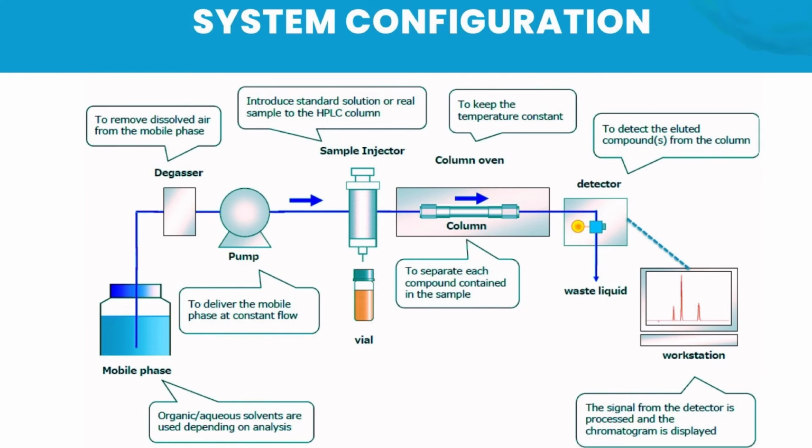Here the detector detects what compounds are coming out or eluted from the column, and the detector then sends signals to the workstation, and here a particular chromatogram is formed from the signals of the detector. And from here we know what things are eluting out from the column, what their chemical nature is, and how much of their quantity there is. So in this way we perform an HPLC analysis, and these are the major components that make this HPLC system work.